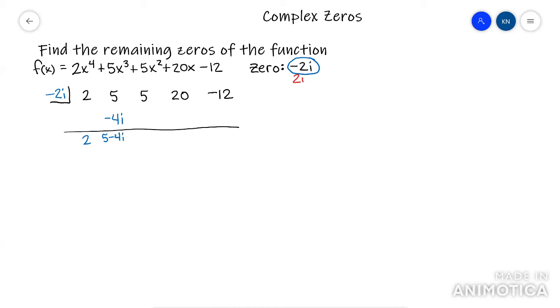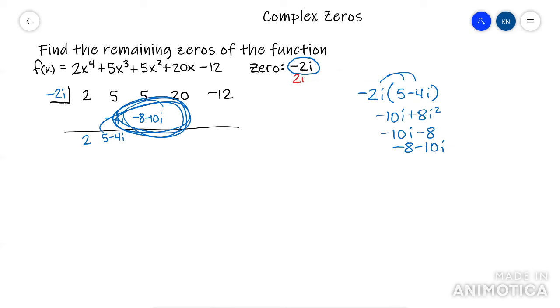This is the hard part, doing the multiplication of this and this. So I'm going to have a negative 8 and a minus 10i. Here's why. Distribute, you have the minus 10i part, and then it's plus 8i squared, but i squared has a value of negative 1, so it's really like negative 10i minus 8. So that's how I'm getting this answer here. I'm not going to show my work for that anymore, so I hope you understand that concept.